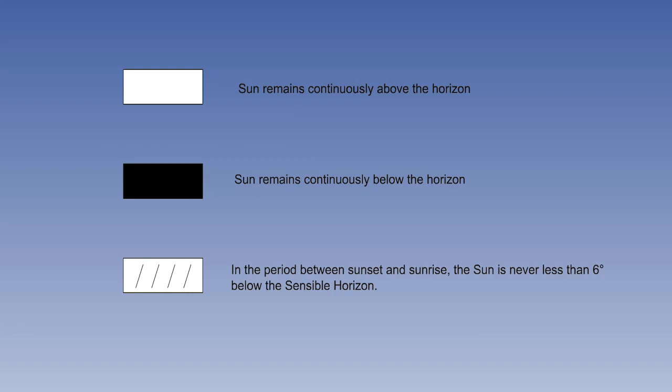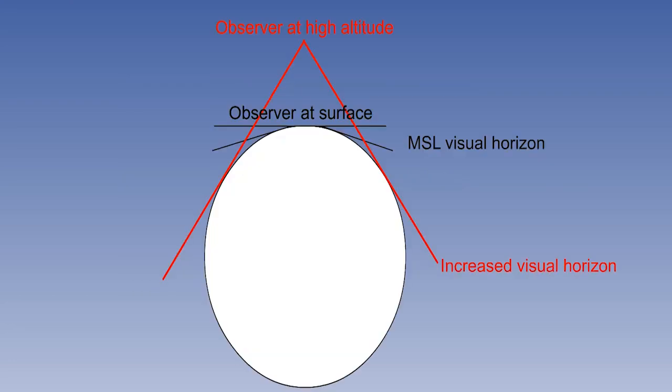Remember the significance of the 3 symbols used in the air almanac to cover high latitude special cases. An increase in altitude will increase the sensible horizon, thus making sunset later and sunrise earlier. It also makes twilight shorter.